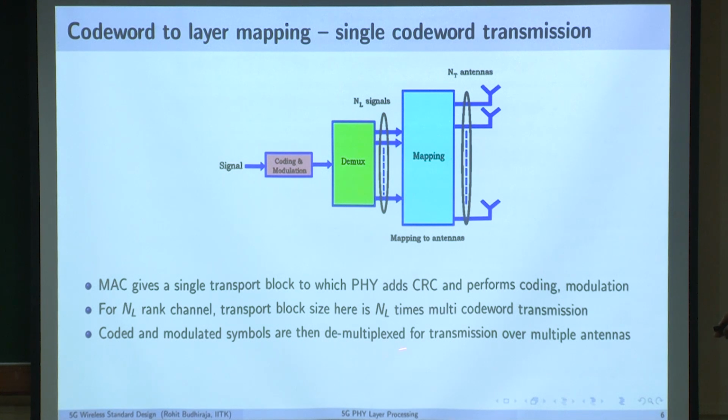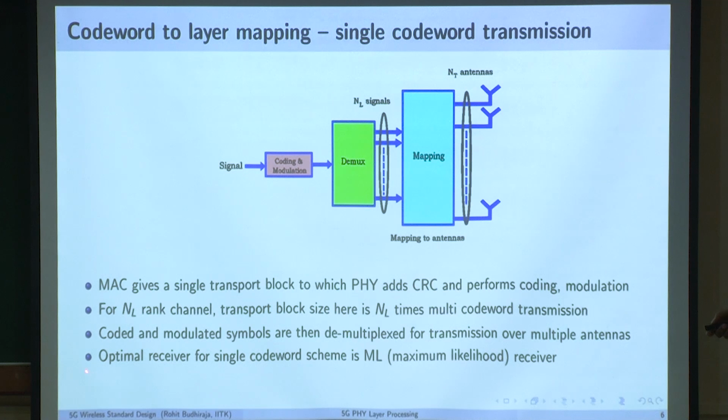Coded and modulated symbols are then demultiplexed for transmission over multiple antennas. This is whatever I have explained in the figure, I am writing it over here. So the optimal receiver for a single code word scheme like this is a very high complexity receiver, the maximum likelihood receiver. I have not taught you this, but it has a very high complexity.